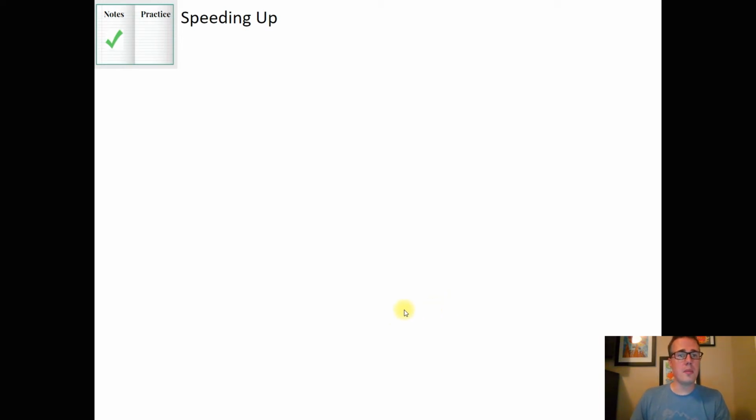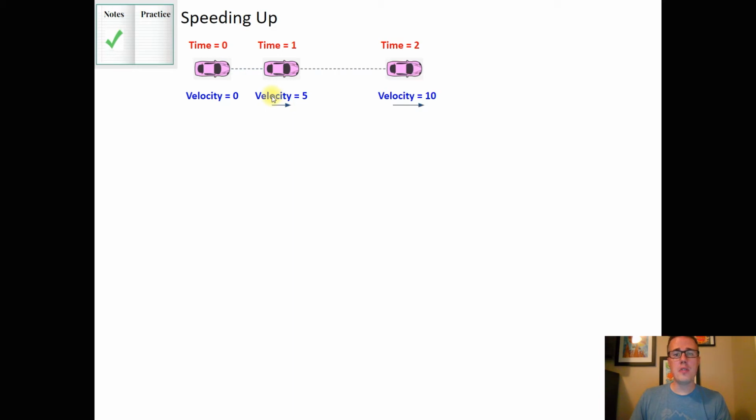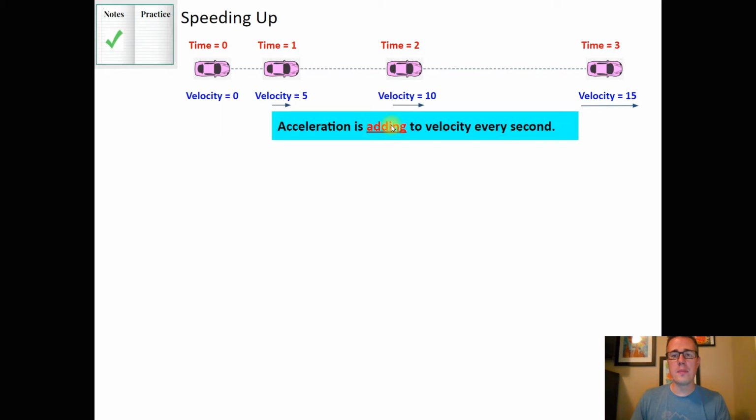So let's take this first example, speeding up. If you are speeding up, let's say that you've got an object that's at time 0 and velocity 0. On your notes, you're going to need a few rows to show these examples. We're going to keep track of both the time and velocity. This is going to come in handy when we start graphing here in a few minutes. As you're speeding up, let's say at time 1, now your velocity is 5. And then at time 2, your velocity is 10. So because your velocity is changing, you're covering much more space in between each one of these spots. And then at time 3, your velocity is 15. Acceleration is adding to velocity every second.